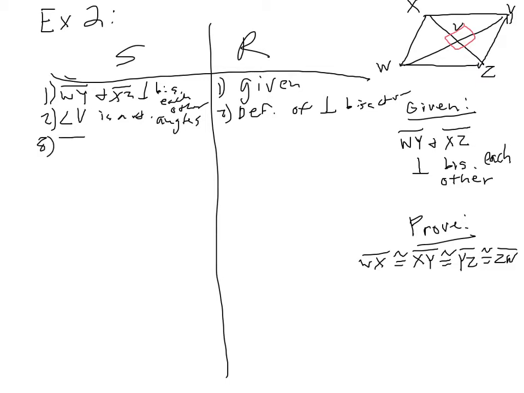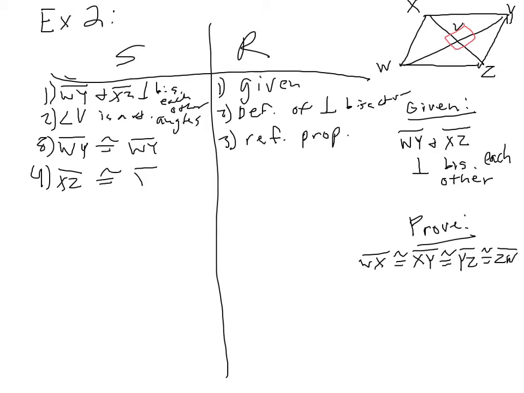Next step is WY is congruent to WY by the reflexive property. And same with XZ is congruent to XZ by the reflexive property.